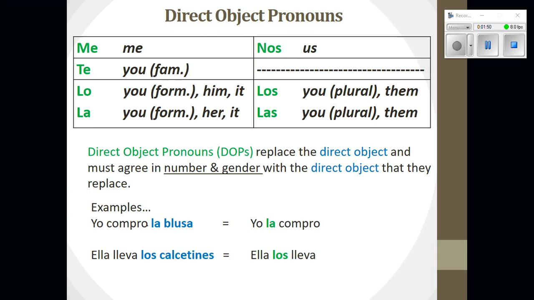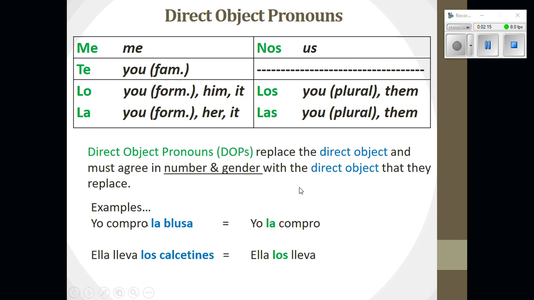If you want to say you formal, if it's a male, him or it, if it is masculine, you would use lo. You formal, if it's a female, her or it, if it is feminine, would be la. On the plural side, if you want to say us, it would be nos. And you plural or them would be los or las. The only difference here would be that them, using los, would be masculine, and them, if it's feminine, would be las, okay?